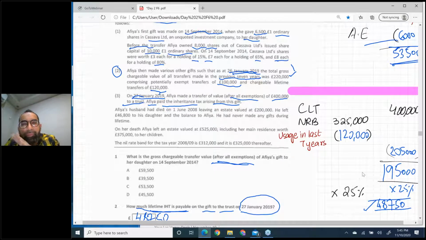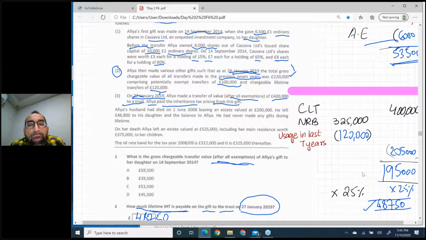Again, repeat. For example, Afia is a lady, so her husband died 10 years before. So you should go 10 years back, and using that old data, first you have to calculate the unused NRB percentage, and that unused NRB percentage will be applied on the new latest NRB of 325,000, and then you can claim that. Okay, this is the first thing.